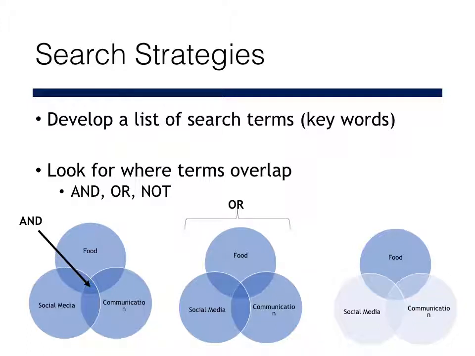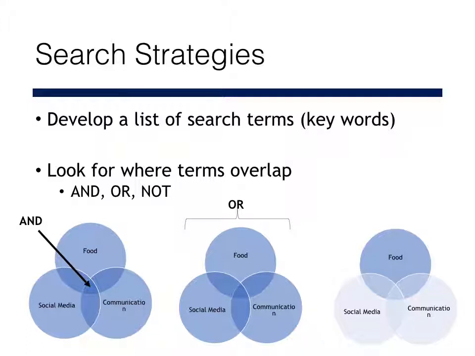And tells the database that all the words must be present. For example, in this Venn diagram, food, social media, and communication, if we type food and communication and social media, the system or the database will return all articles that include those three terms. Keep in mind that some databases automatically include and, so it is not necessary to type this term.